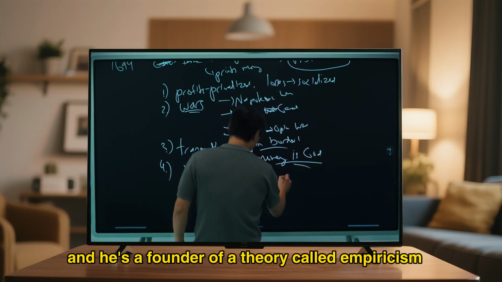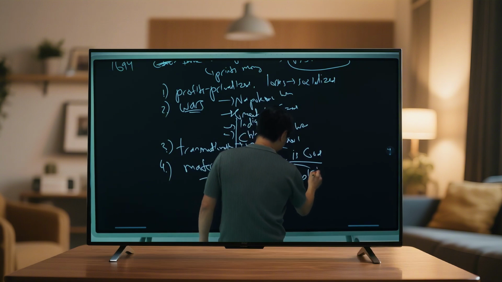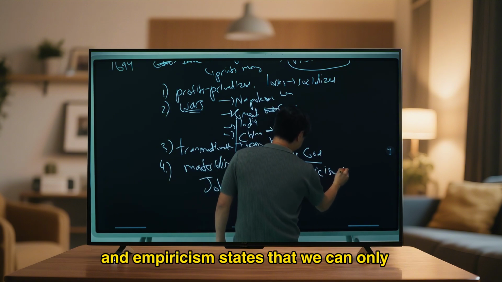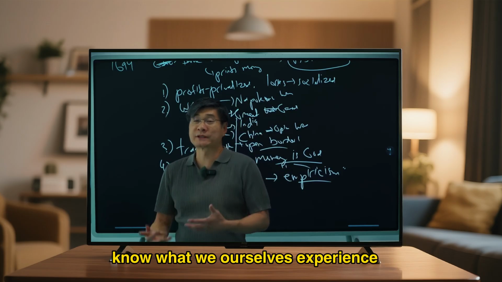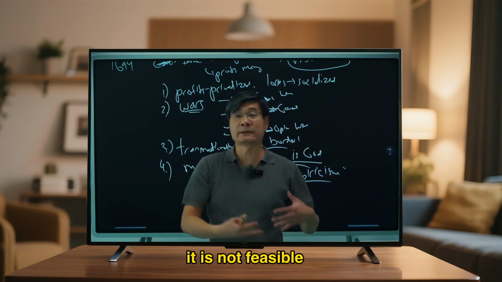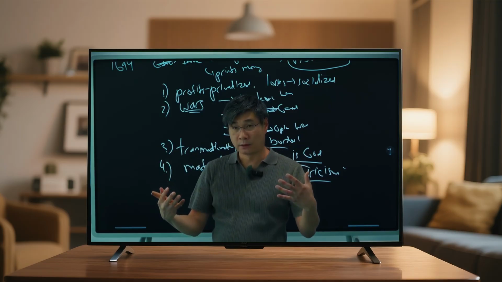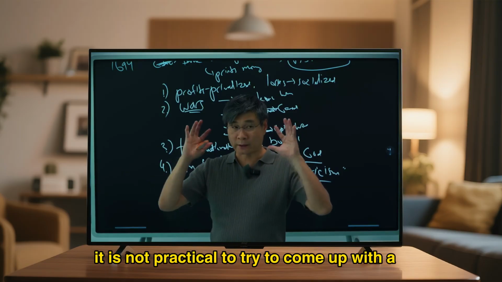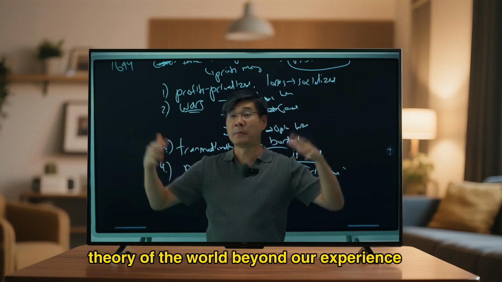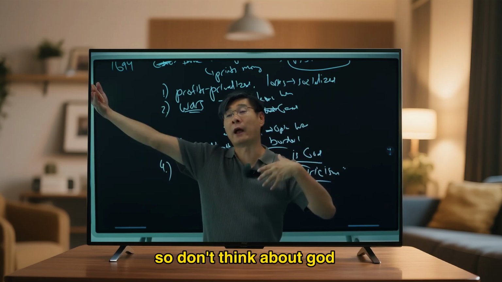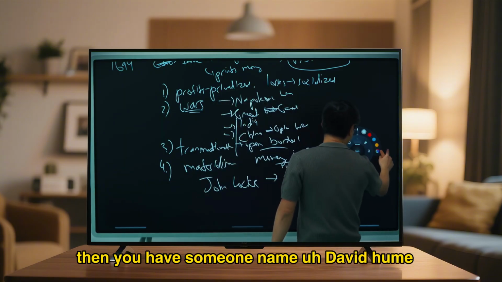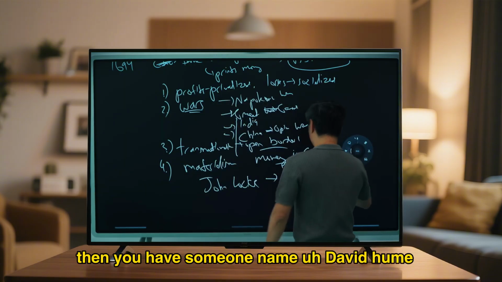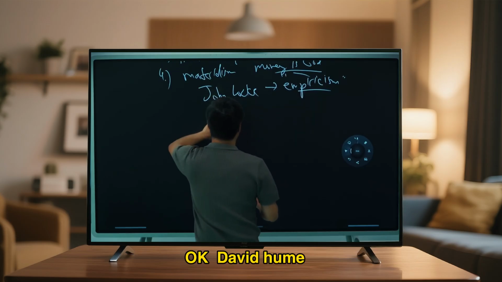And he's the founder of a theory called empiricism. And empiricism states that we can only know what we ourselves experience. It is not feasible, it is not practical to try to come up with a theory of the world beyond our experience. So don't think about God, because God is beyond our experience, okay? Then you have someone named David Hume. Okay, David Hume.